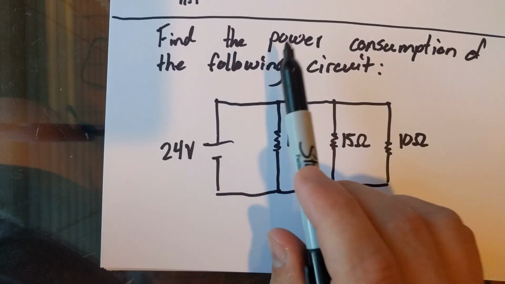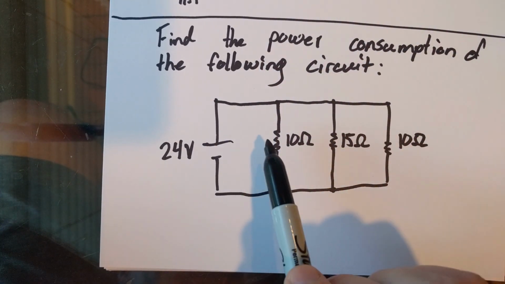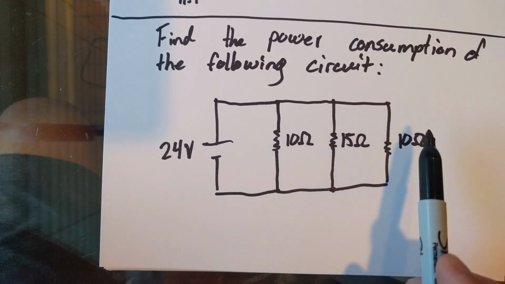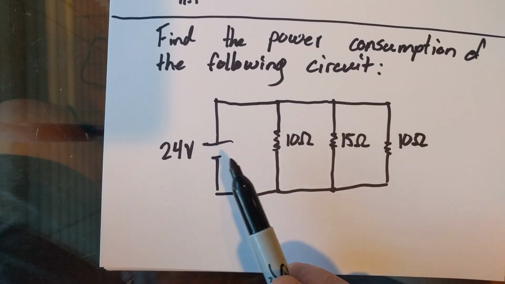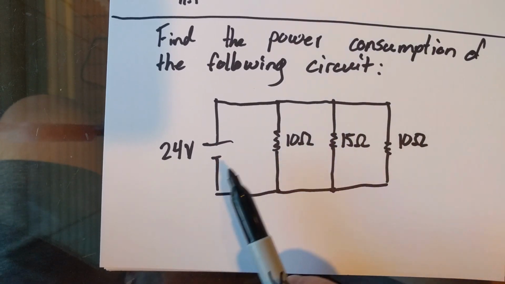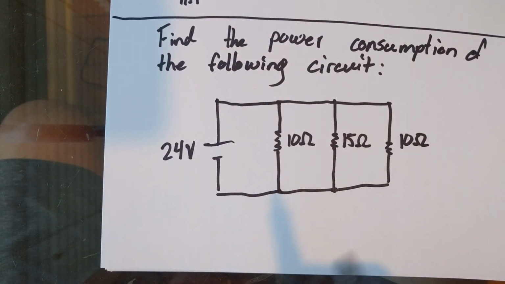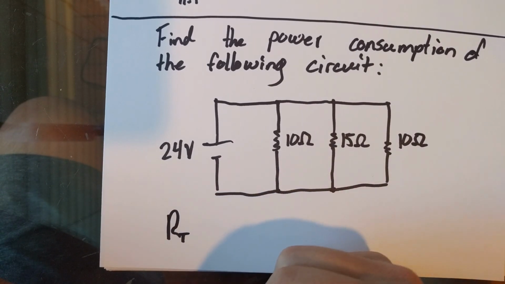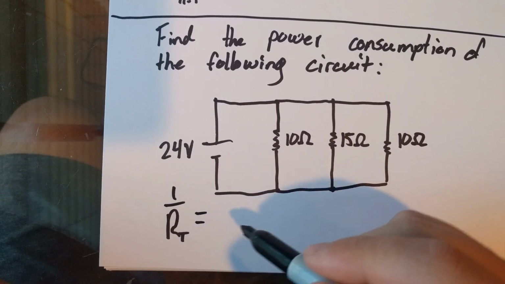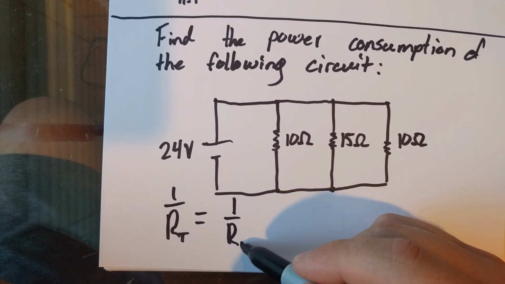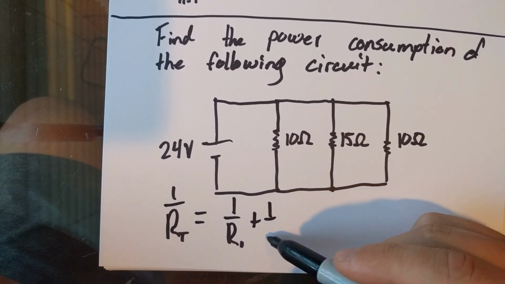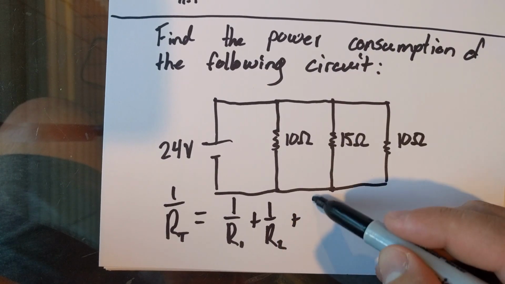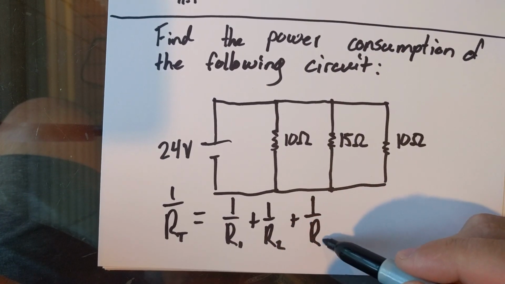And if we want to find the power consumption of the entire circuit, it's easier to replace these three resistors with a singular one that has an equivalent resistance of these parallel resistors. So the first thing we want to do is find our total. We know that 1 over R total is equal to 1 over R1 plus 1 over R2 plus 1 over R3.